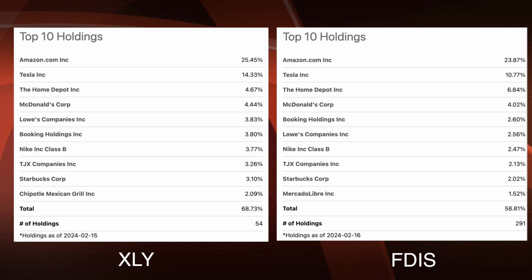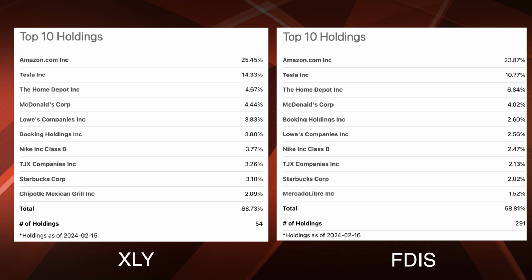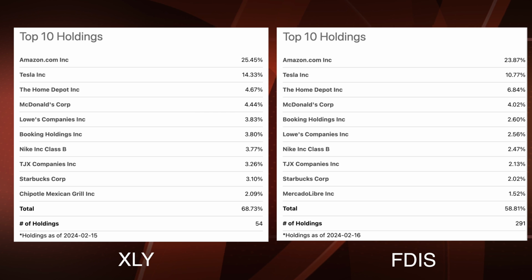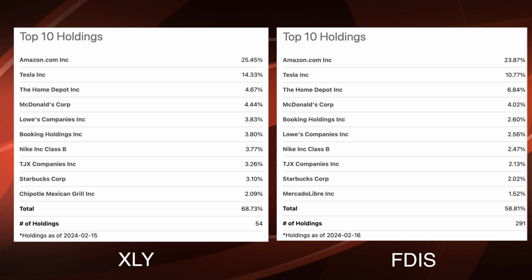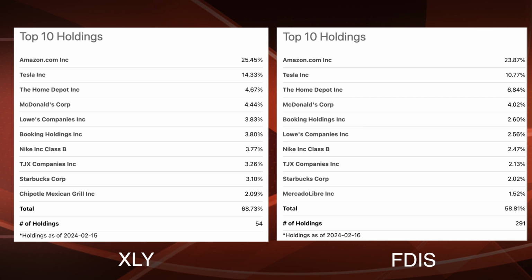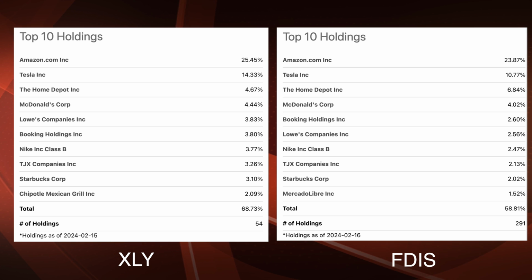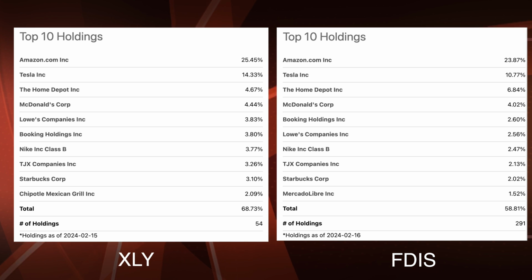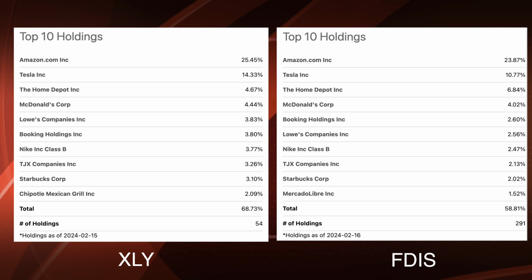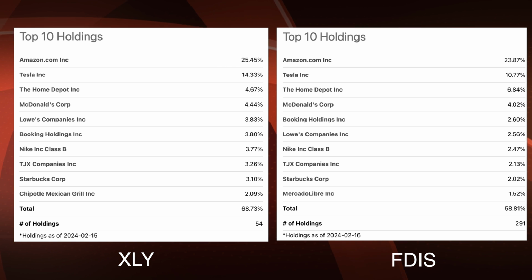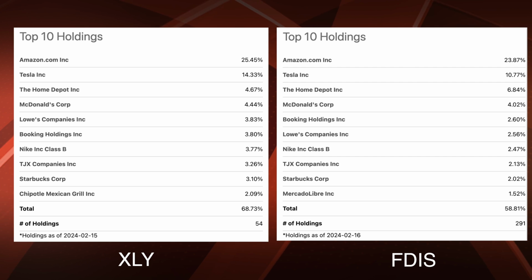Now let's take a look at the ETFs' top holdings side by side. XLY's top holdings include Amazon, Tesla, Home Depot, McDonald's, and Lowe's. The top 10 positions account for nearly 70% of the ETF, and in totality, it has 54 positions. When looking at FDIS, top positions include Amazon, Tesla, Home Depot, McDonald's, and Booking, almost identical from the top 5 positions. The top 10 positions account for nearly 60%, and this ETF has more holdings at nearly 300 separate holdings.